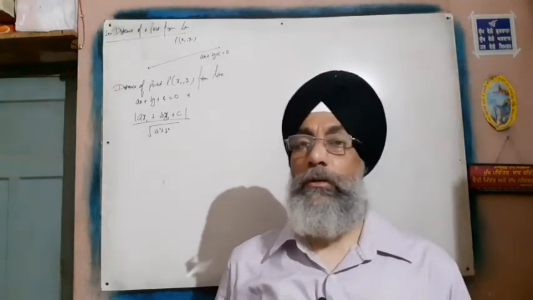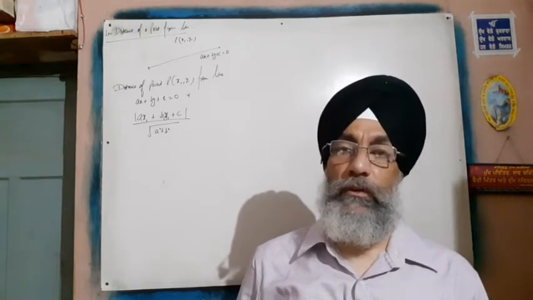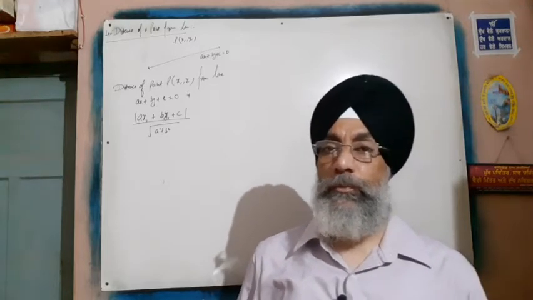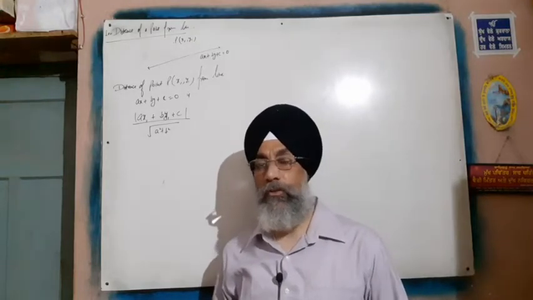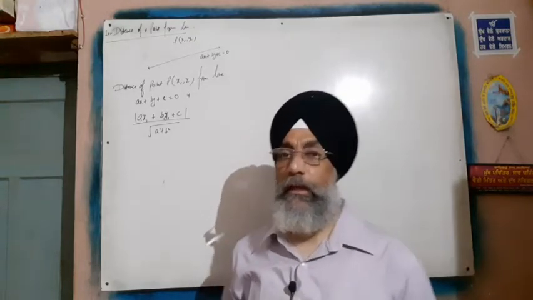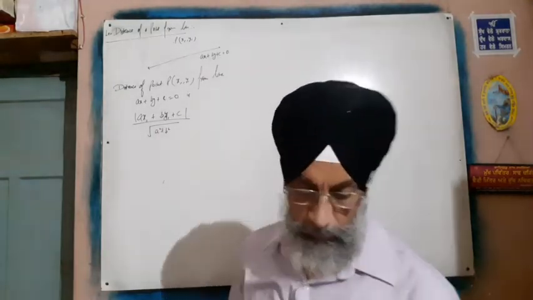And upon we take the square root of the sum of squares of the coefficients of x and y, that is square root of a square plus b square. We have taken all that in the modulus because distance can't be negative. So that's why we have placed the mod sign here. So this is the distance of a point from the line.